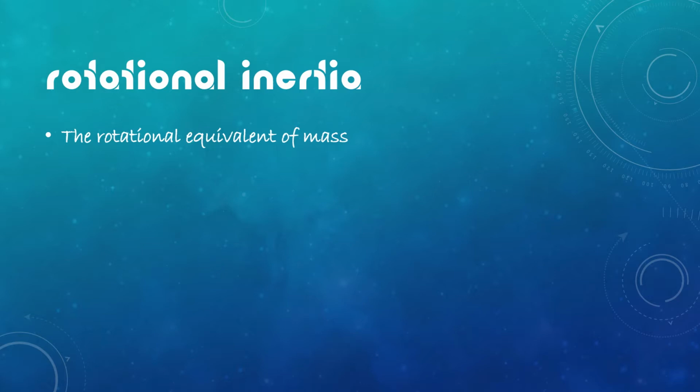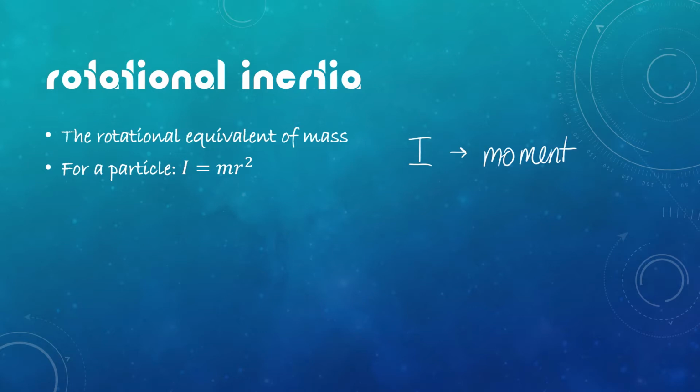And it depends not only on our object's mass, but also on its shape and size and where the axis of rotation is located. If we have a particle or something that we can treat like a particle, the equation for the moment of inertia is mr squared. I represents that moment of inertia, and it has units of kilogram meter squared.